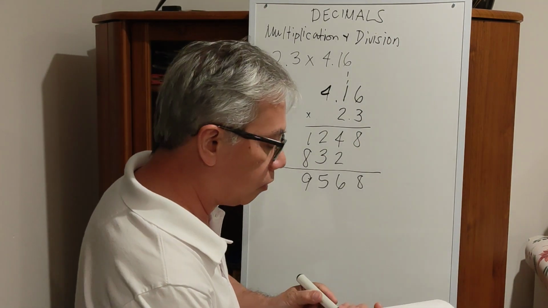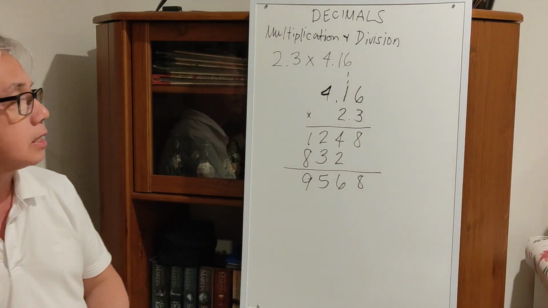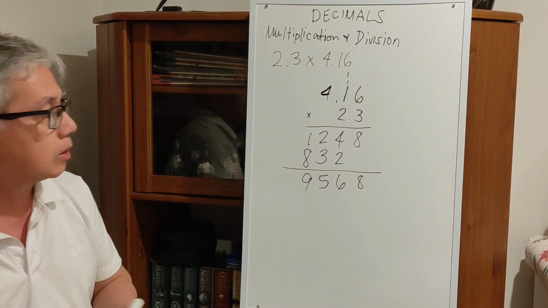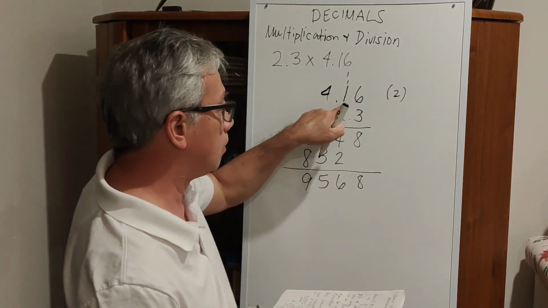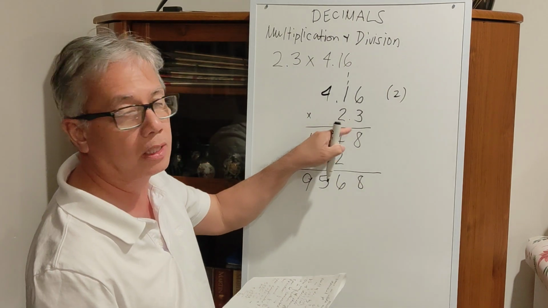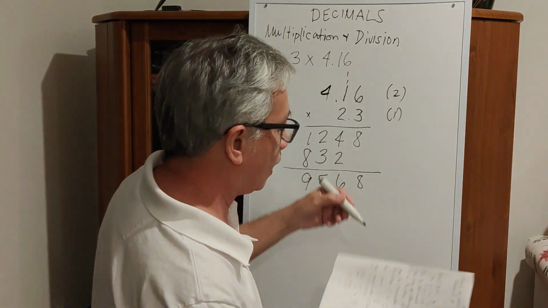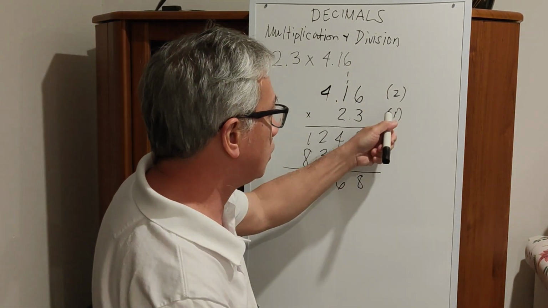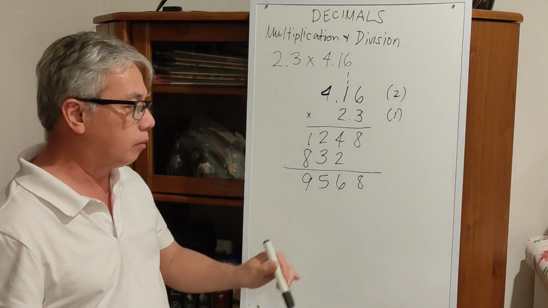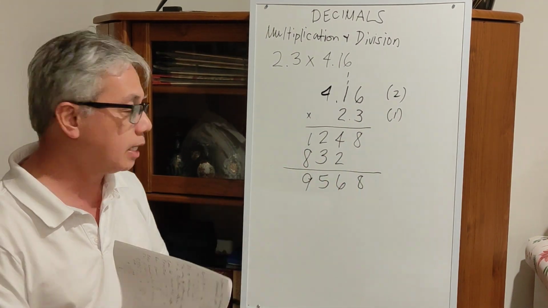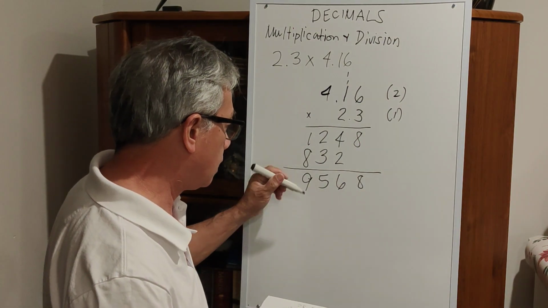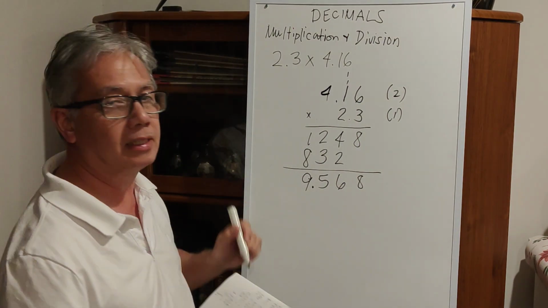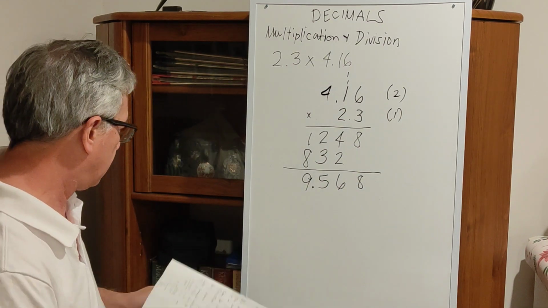And next, we count the number of decimals for each number. In here, there are two decimal numbers, and in here there is one decimal number. Then we add these two: 2 plus 1 is 3. We put 3 decimal places on the answer, starting from the right. 1, 2, 3. So this is our answer for multiplication.